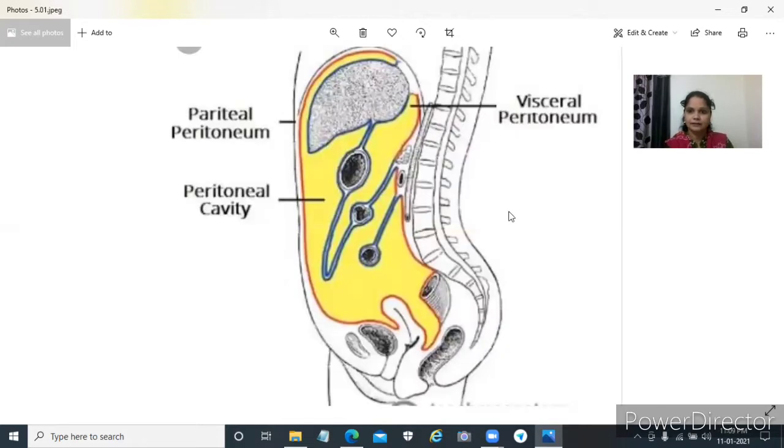Now it's a side view of the kidney, or it's about the peritoneum. Peritoneum, that's the parietal peritoneum. Look at this. This one is the visceral peritoneum and this one is the peritoneal cavity, which in Marathi we call udarpokali. Now let's study about the kidney.